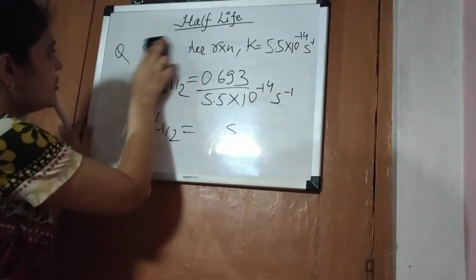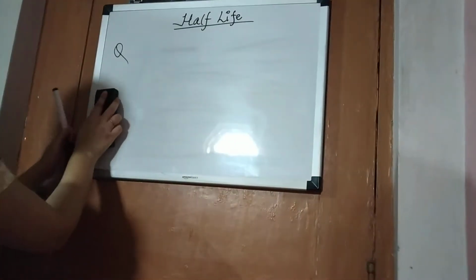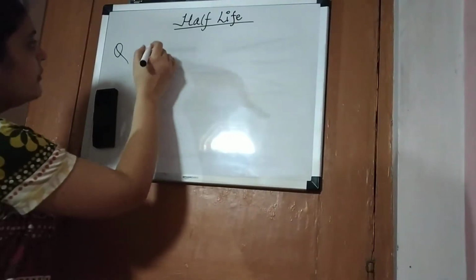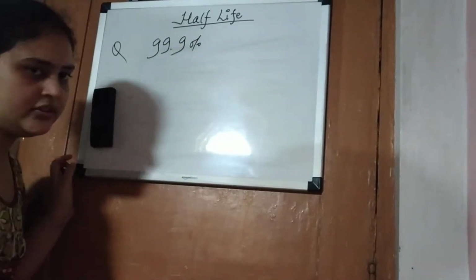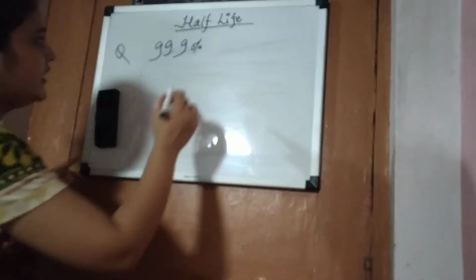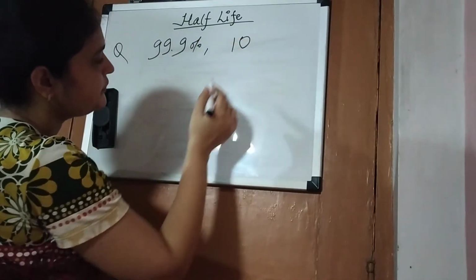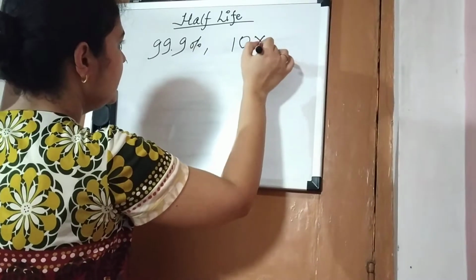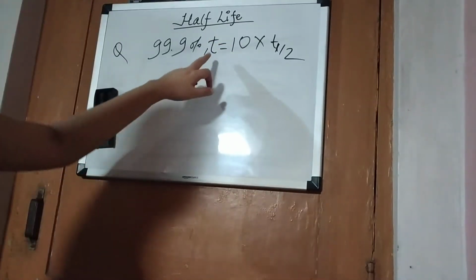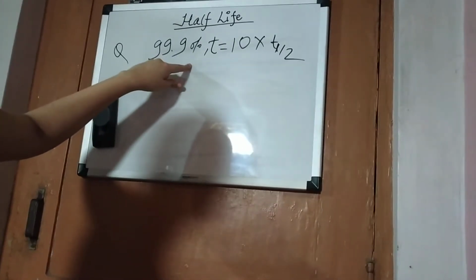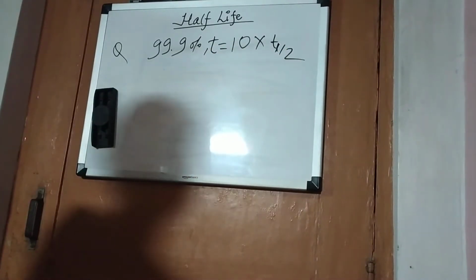Now next question is that for the completion of 99.9% of reaction, show that the time for completion of this reaction is 10 times of the half-life, right? So you have to show the time for completion of 99.9% reaction is 10 times of T half, that is half-life. This is the question.